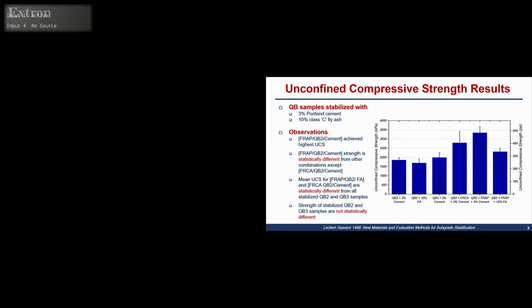If you look at the results with the t-test statistical analysis, the results are statistically different for the samples that had the Quarry By-Product mixed with the coarse recycled aggregates. They had higher strength that was statistically higher than other samples, while the Quarry By-Products with cement and fly ash in the lab were statistically similar. So there was no statistical difference when just Quarry By-Product was stabilized by itself.